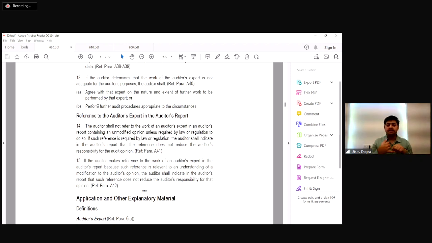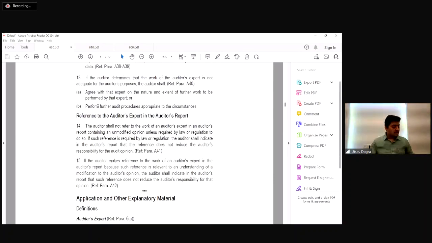And if the auditor makes a reference to the work of an auditor's expert in an audit report, because such reference is relevant to an understanding of a modification of the auditor's opinion, the auditor shall indicate in the auditor's report that such reference does not reduce the auditor's responsibility for that opinion. So in case it is a modified report, the name should be given. And again, as we have discussed, the reference should state that it does not reduce the auditor's responsibility for the audit report in case it is modified.